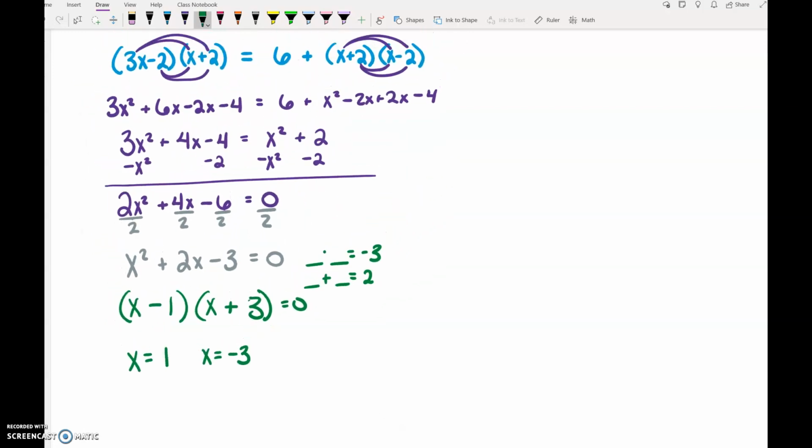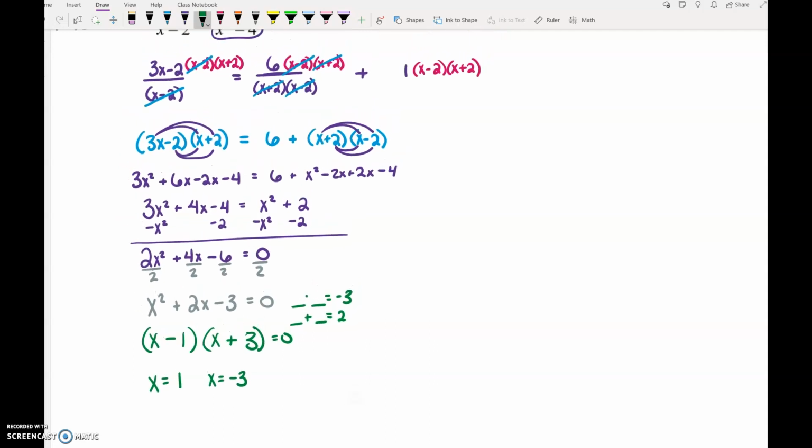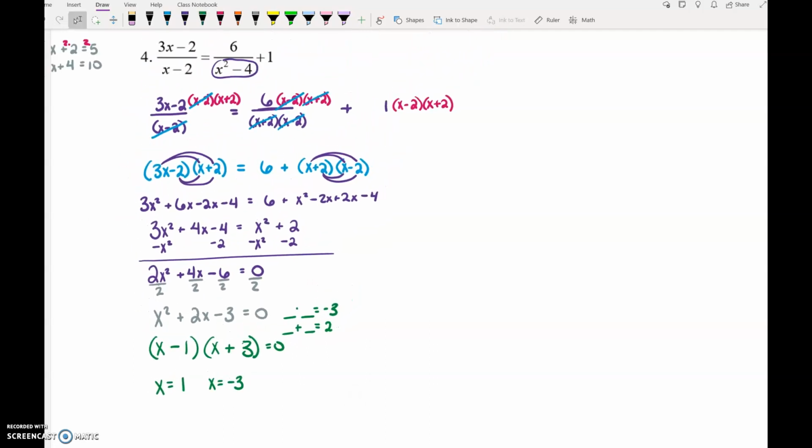Let's go back to the original problem. One minus 2 and 1 squared minus 4, neither of those are going to create 0, so x equals 1 is good. Negative 3 minus 2 is not 0. Negative 3 squared minus 4 is not 0, so that answer is also good. Both of those answers are going to work just fine in this problem.